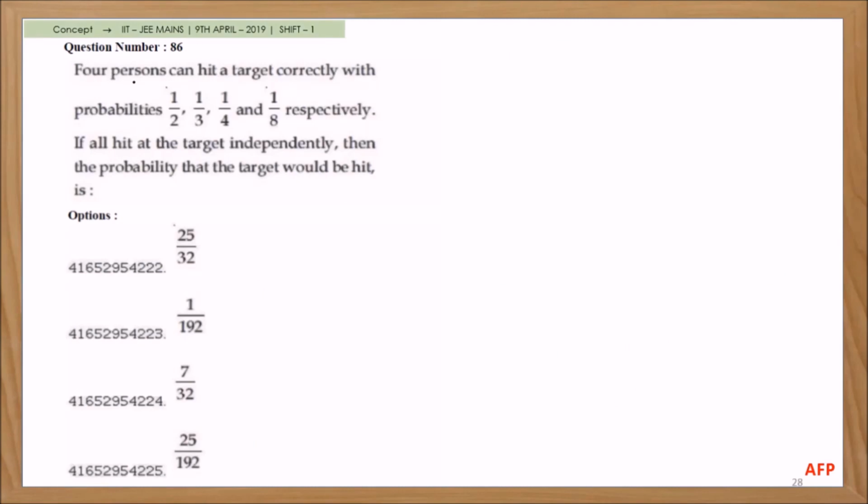Next problem. 4 persons can hit a target correctly with the probabilities 1 by 2, 1 by 3, 1 by 4 and 1 by 8 respectively. If all hit the target independently, what is the probability that the target would be hit? Okay, very simple problem. First person we will take 1 by 2, second person 1 by 3, third person 1 by 4, and fourth person 1 by 8.